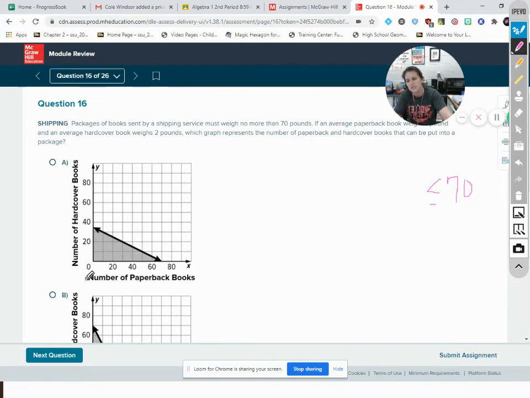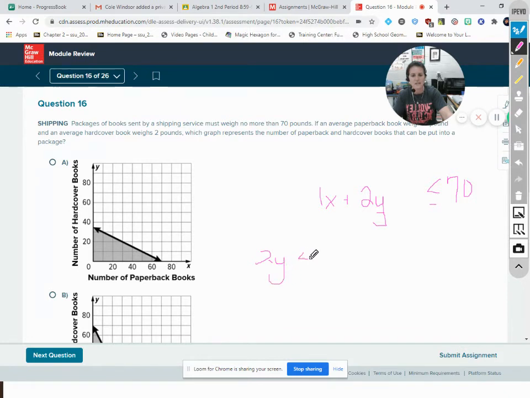So looks like they decided to make hardcover my y. So 2y represents the weight of each hardcover book, and each paperback weighs 1 pound, so 1 times x, which is just x. So this amount here has to be less than or equal to 70. So I like looking at it with y by itself. We could plug in values and see which one makes sense, but I like to put it in slope-intercept form.